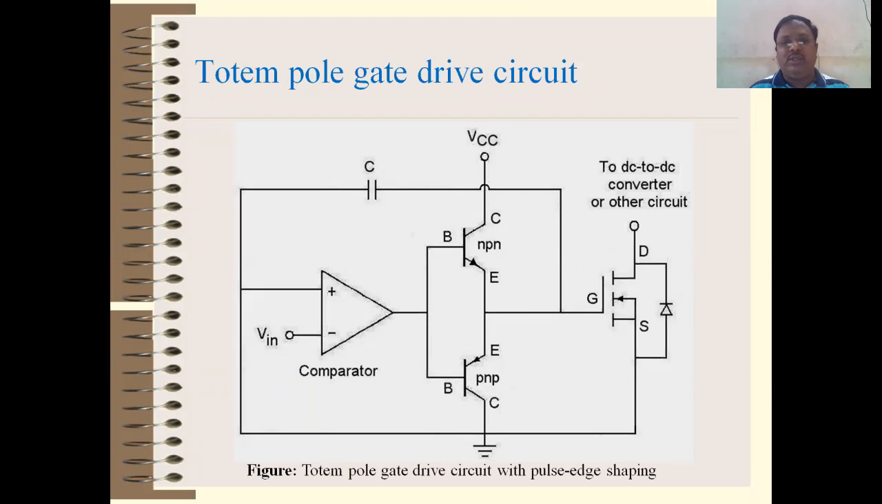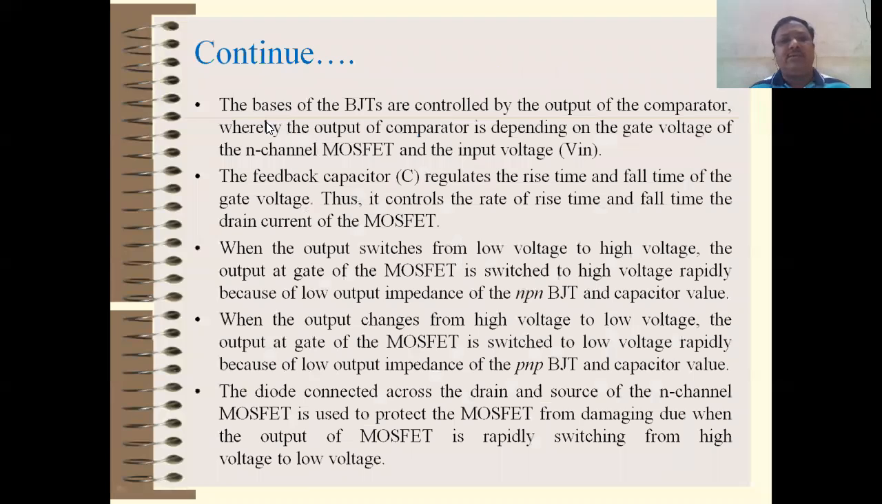So what happens actually in this figure, the capacitor C is again used, which is connected between the gate and the comparator input. One input terminal of the comparator is from the gate voltage, another is the actual applied voltage, right? So in this particular figure, the bases of the BJTs are controlled by the output of the comparator, where the output of the comparator depends on the gate voltage of the N channel MOSFET and the input voltage.